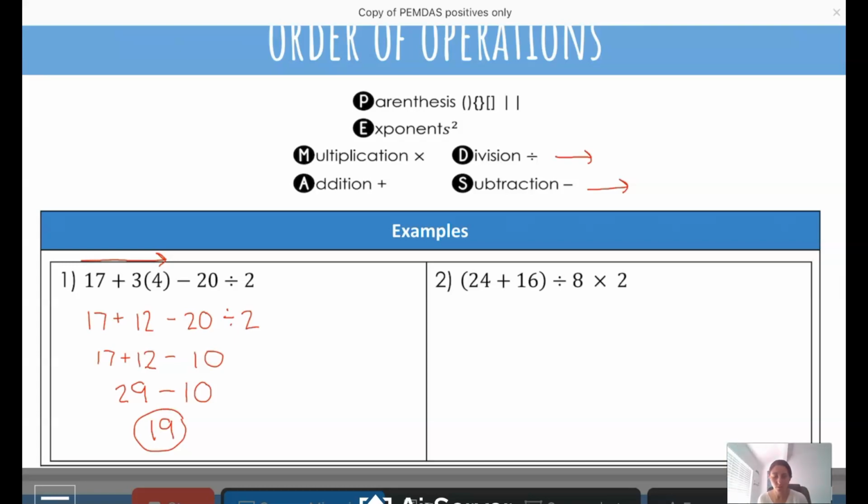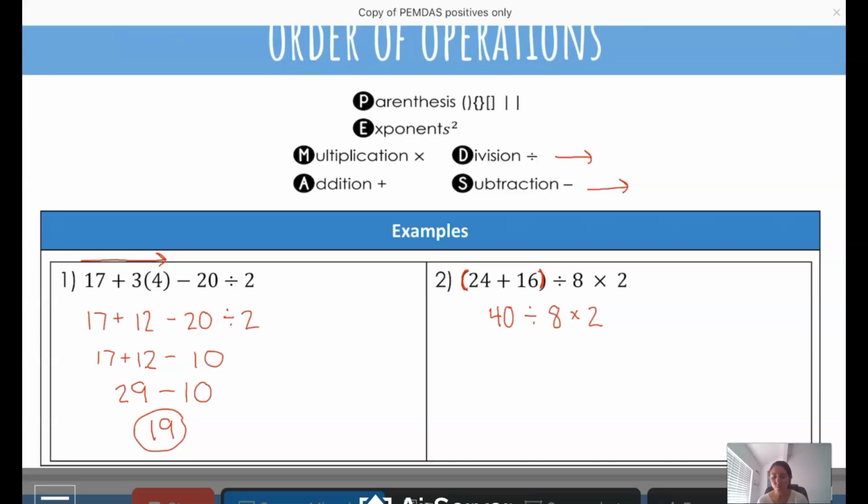Let's look at number 2. Number 2 says 24 plus 16 divided by 8 times 2. But the 24 plus 16 is in parentheses. So if we look at our order of operations, it says to do parentheses first. So we're going to simplify everything inside the parentheses. Well, 24 plus 16 is going to give us 40.